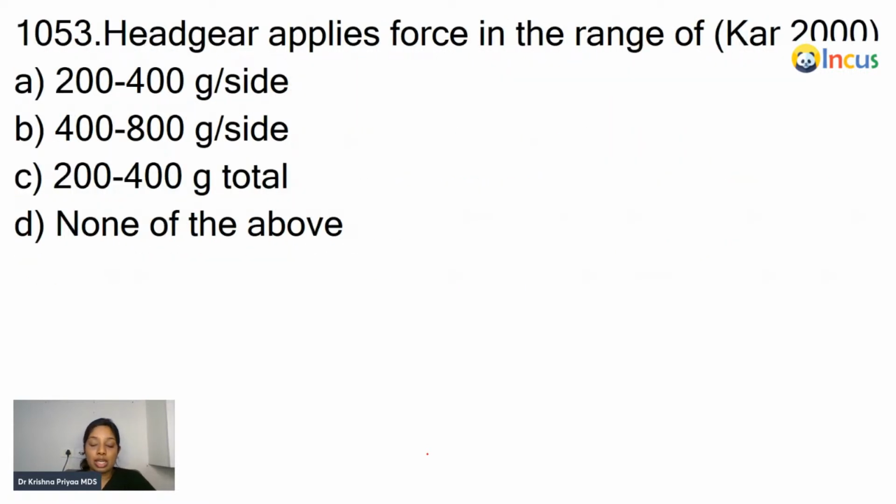Headgear applies force. So usually when it comes to headgear, it is always 200 to 400 gram per side. So this per side is very important. If the answer is given for both sides, then it will be double the amount. So 200 to 400 gram per side is the ideal amount.